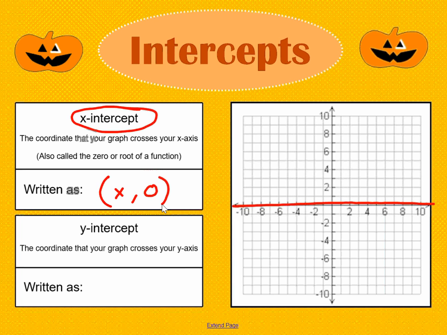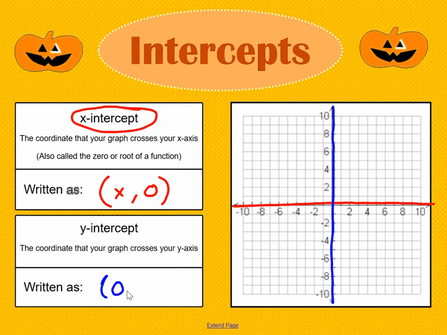On the other hand, we have a y-intercept. That is where your graph crosses the y-axis. And that's going to be written as 0 comma y. Now, what does this look like in a real example?